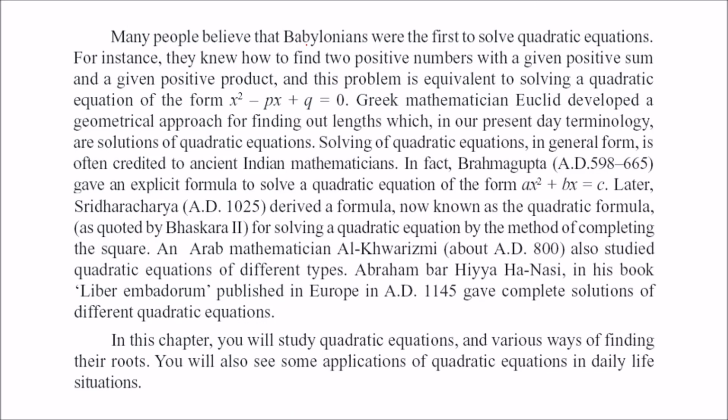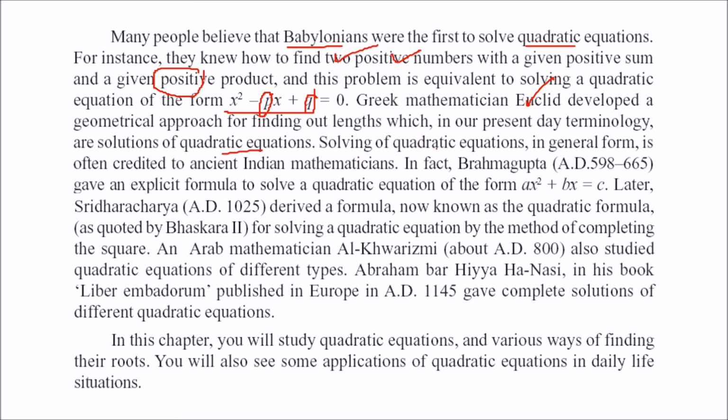Many people believe that Babylonians were the first to solve this quadratic equation, and they knew how to find two positive numbers with a given positive sum and product. If the product and sum are given, they are able to find out these numbers. And this problem is exactly equal to x square minus px plus q, p the sum, q the product. Then Euclid, the great Greek mathematician, developed a geometrical approach for finding out the lengths. Today we call these quadratic equations.